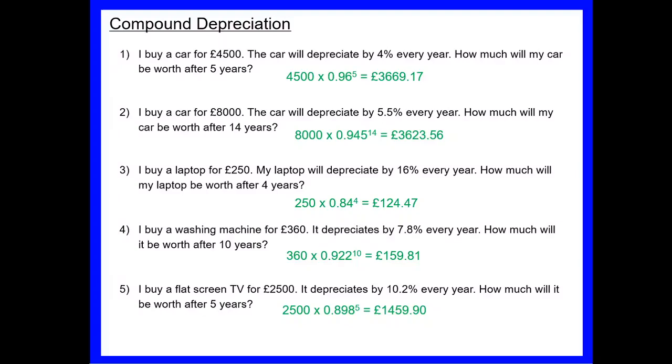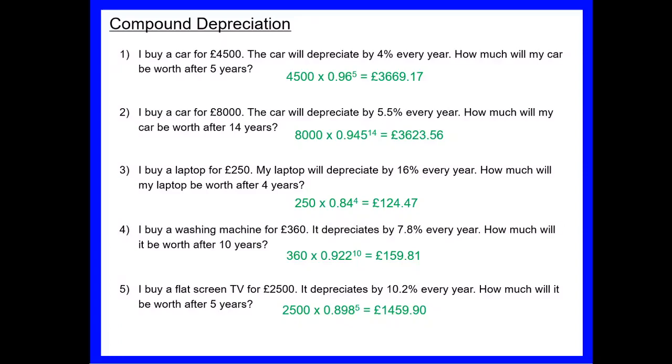Question 2, then we've got another car. This time it's an £8,000 car, and it's going to go down by 5.5%. So again, be really careful when you're subtracting these values. So 100 minus 5.5 is 94.5. Then divide it by 100 to get our decimal multiplier at 0.945, and this time we're doing that every year for 14 years, so a power of 14 gives us £3,623.56.